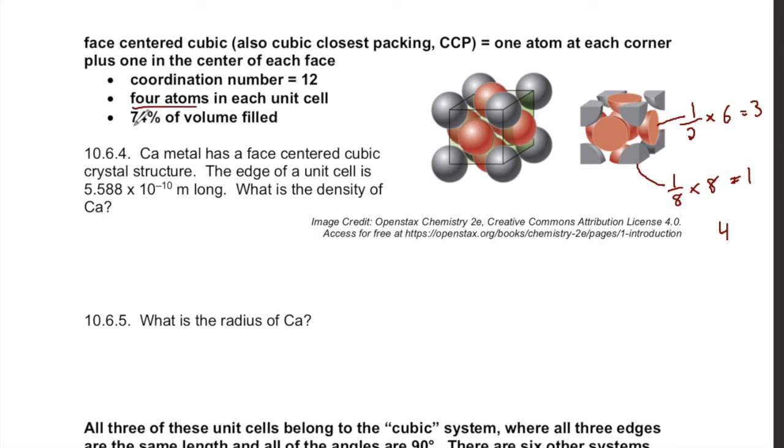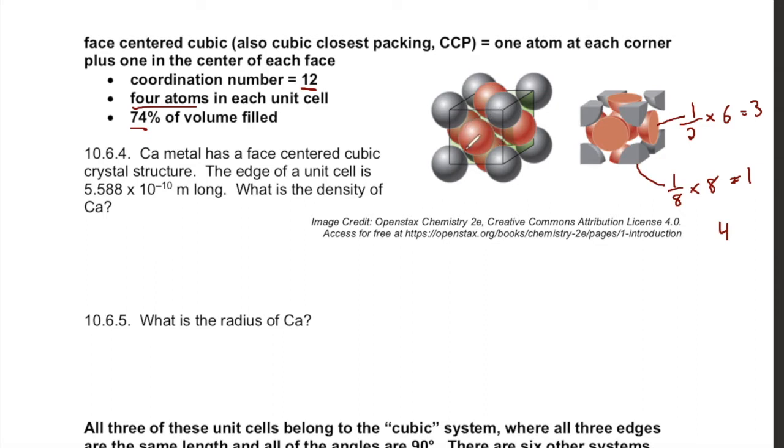And this is the most efficient packing. We have 74% of the volume filled, so that's a lot higher than the other types. And we also have each sphere in contact with more. We have 12 instead of 8 or 6 for our other structures.